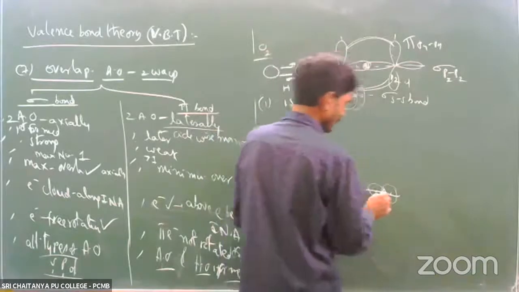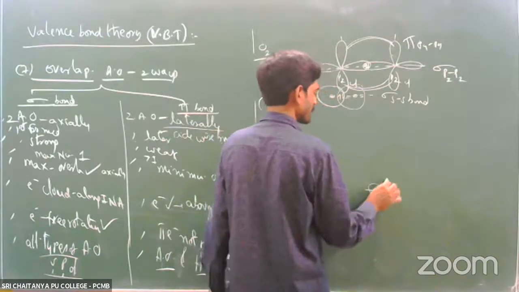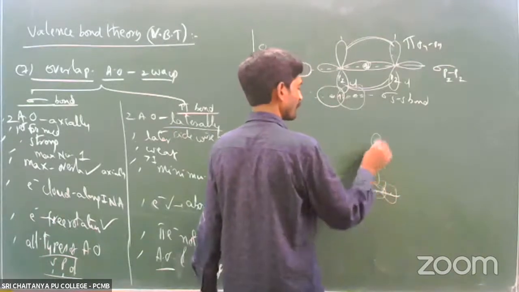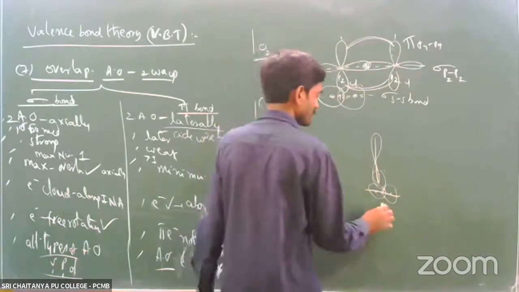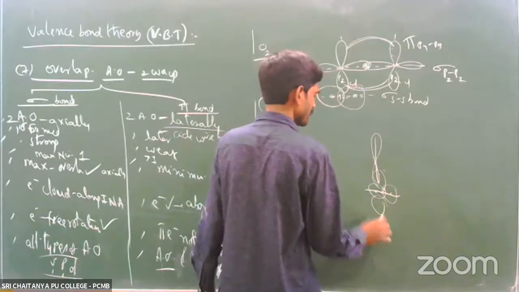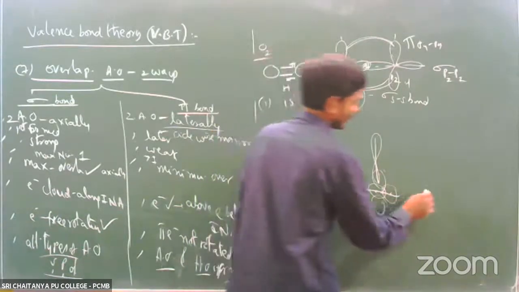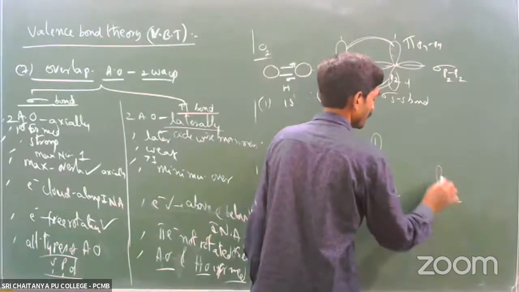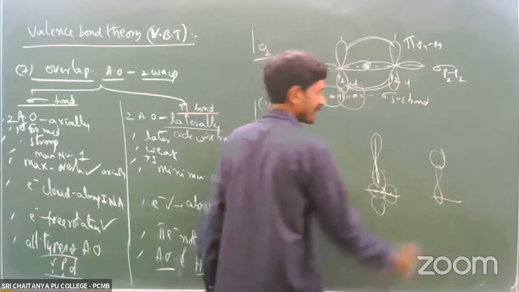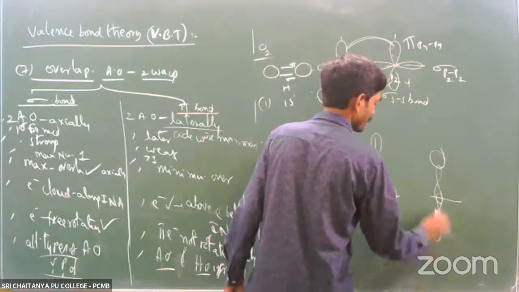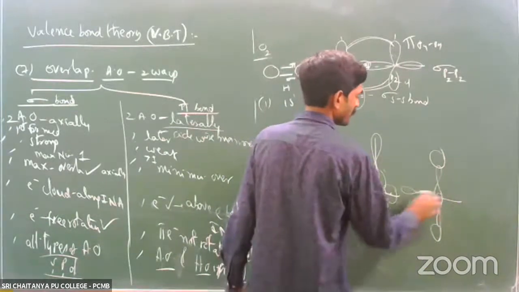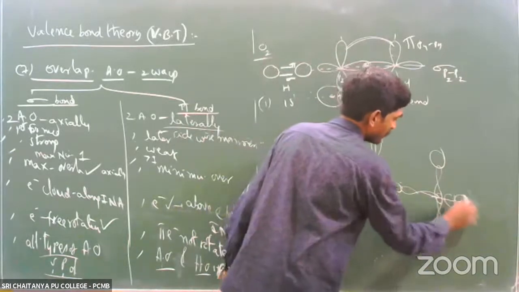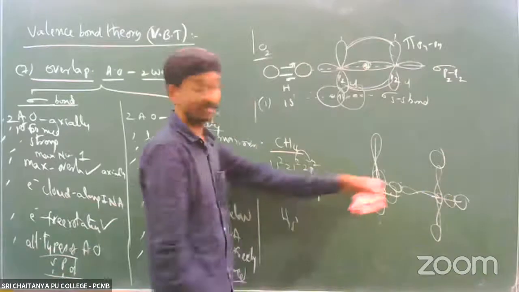So this is one overlap, and this is the s atomic orbital of hydrogen overlapping with the p atomic orbital here. You get this one, and this is also an s atomic orbital overlapping with a p orbital. So this is the ss overlapping of the first one, and this is the sp overlapping of the second, the third, and the fourth. Practically you can observe it like this.